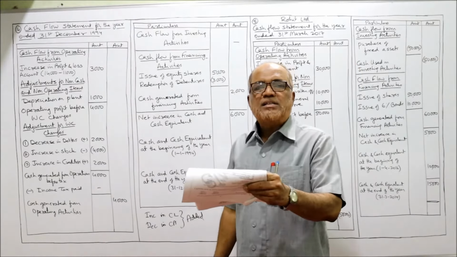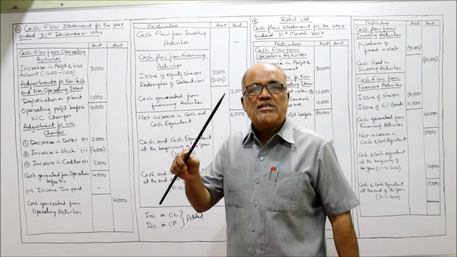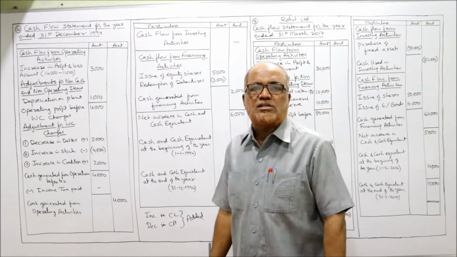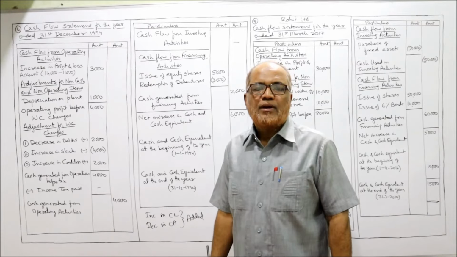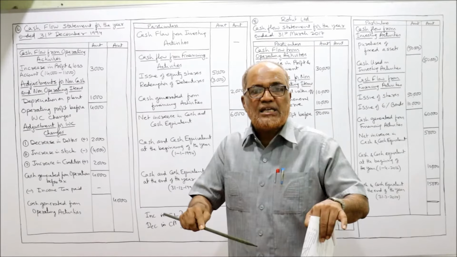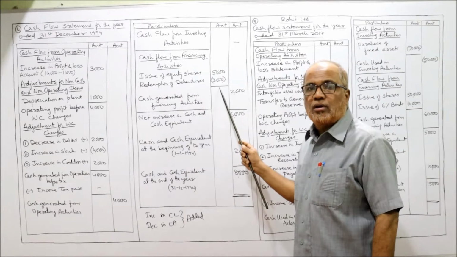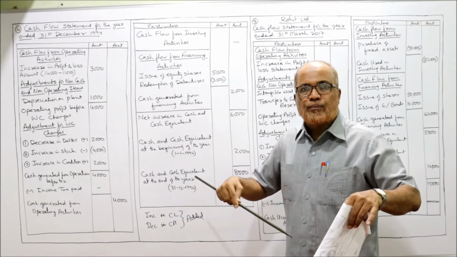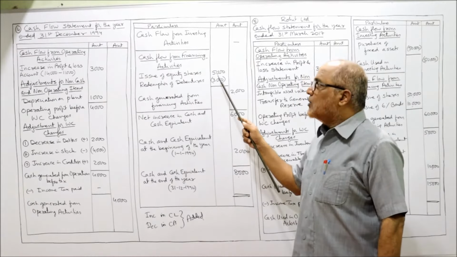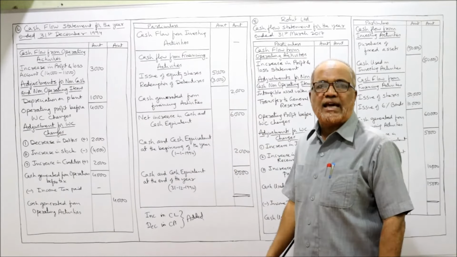Now debentures. Debentures last year 15,000, current year 12,000. So debentures decreased. Why did the debentures decrease? Because the company has redeemed the debentures. If the debentures increased, it means issue of debentures. If debentures decreased, it means redemption of debentures. So redemption of debentures is a cash outflow. When shares are issued, it is an inflow. When redemption of debentures is made, it is an outflow. So outflow in bracket. So 5,000 minus 3,000, 2,000 is the cash generated from financing activity.